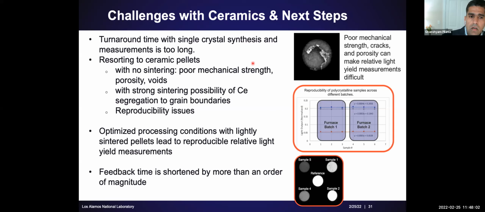And we have shown that with these optimized processing conditions, one can reproduce the relative light yield across scintillator pellets that are processed in one batch in a single furnace or across different furnaces in different batches. And you get the same answer for the same chemistry. And so once we use this approach consistently, it shortens our feedback time by an order of magnitude.